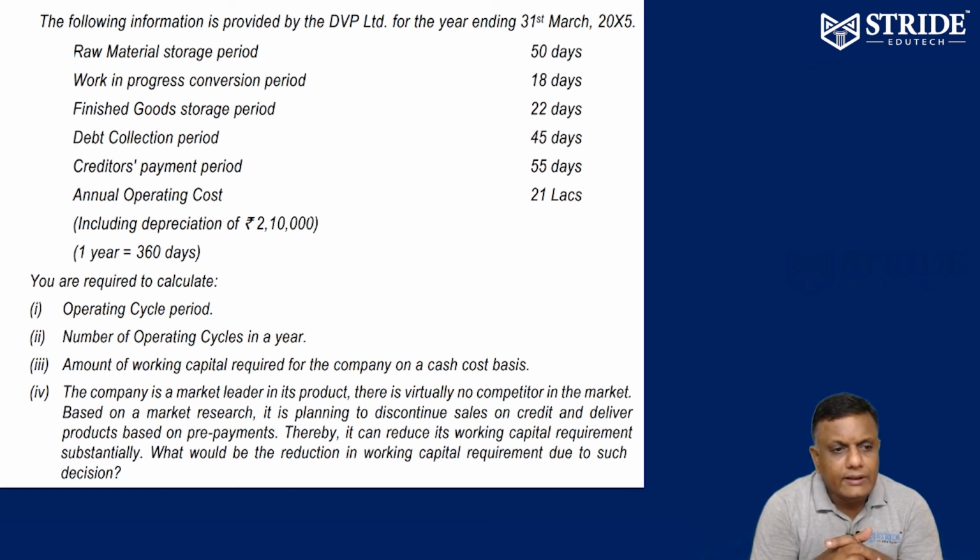You are required to calculate: number 1, operating cycle period. Number 2, number of operating cycles in a year. Number 3, amount of working capital required for the company on a cash cost basis. There are 2 approaches, either sales approach or cash cost. Here we are going to solve the cash cost approach.